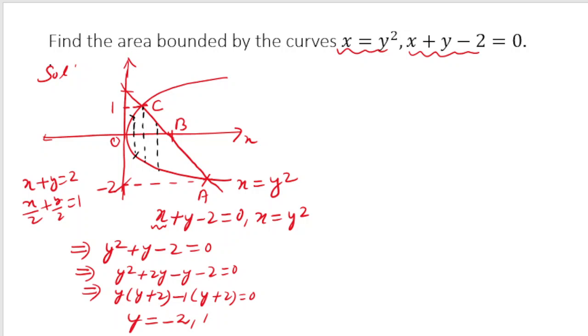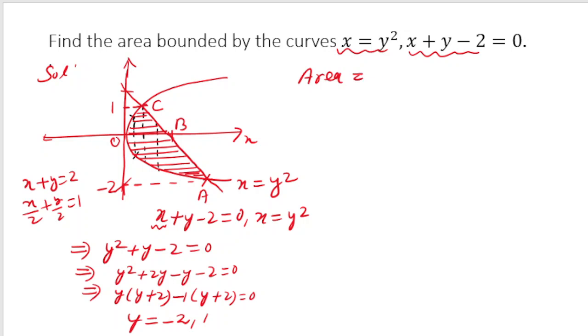But taking a horizontal strip will help, because if I take the horizontal strip and try to cover the region using it, you can see the horizontal strip is always starting at the parabola and going up to the straight line, so we don't have to take two different kinds of strips. So what we can do, we can take the horizontal strip and move it vertically from the point minus 2 to point 1 to get the area of this region. So what is the area?